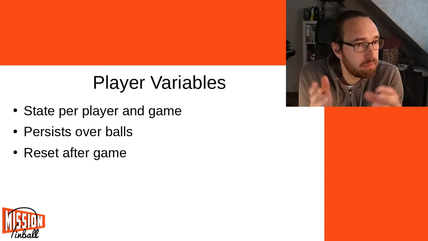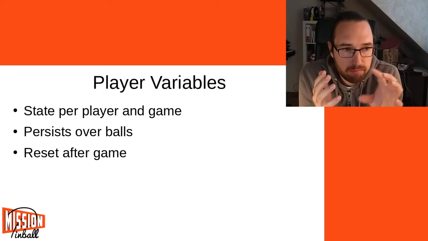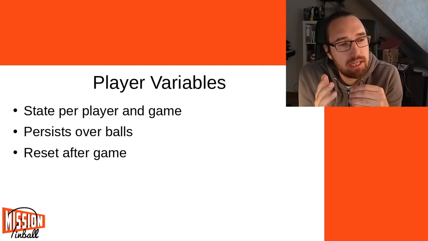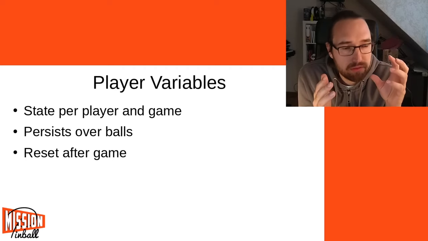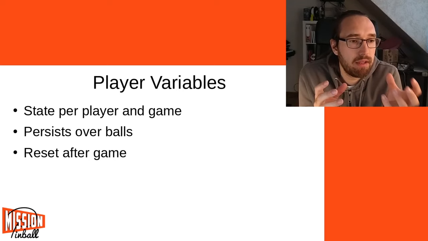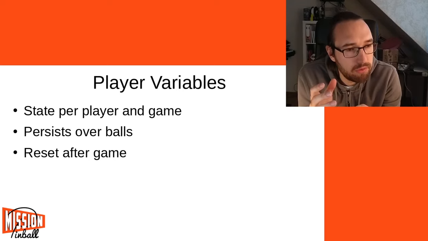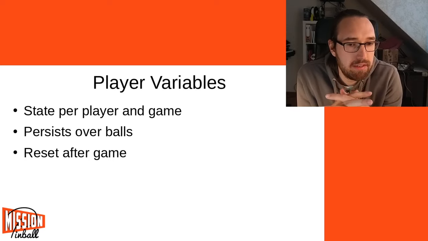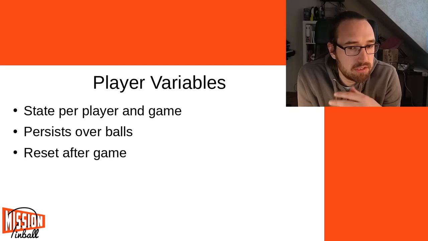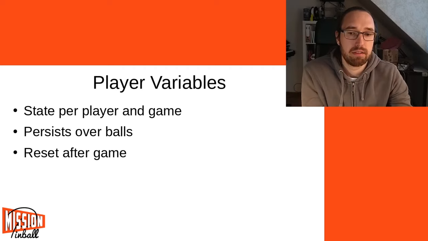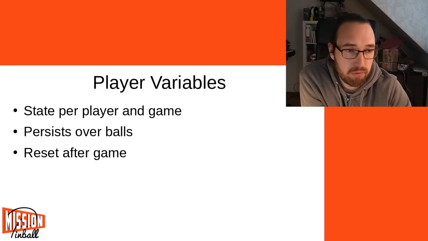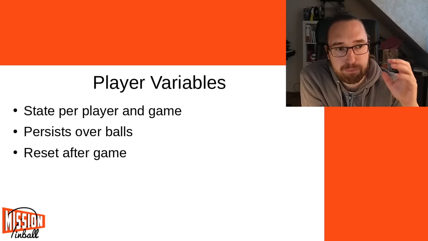This is usually persisted when players change. So if the ball ends and the other player comes up, we load the state from the second player, and then after the second player drained his ball, we load the state from the first player again. And this usually resets after the game, so it's just totally gone after the game. So it's very simple what player variables are, and they work exactly as you would expect.